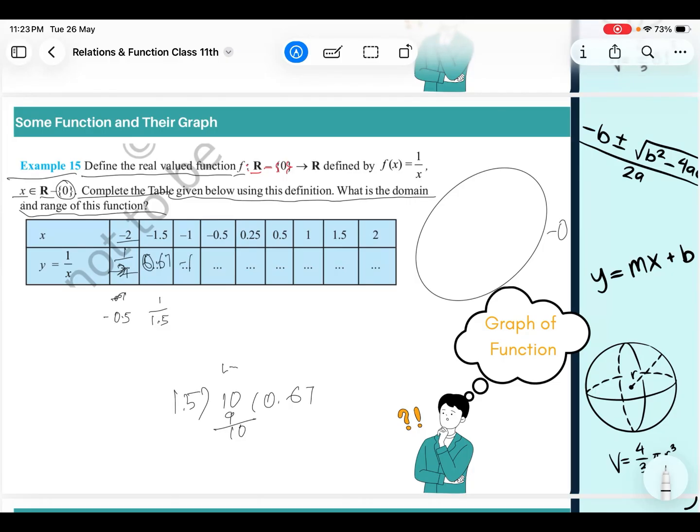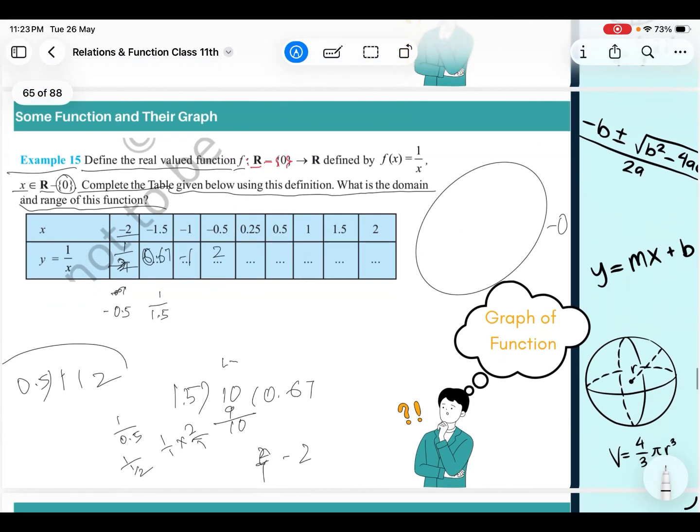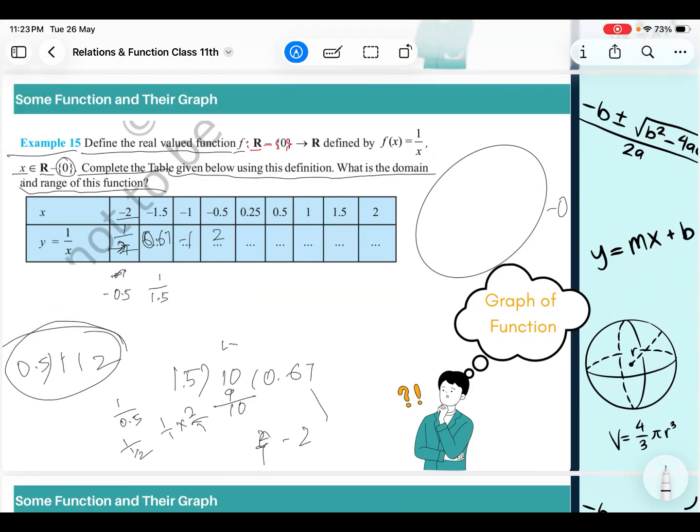1 by minus 1. 1 by 0.5 means 1 by 0.5, that is 1 by 1 into 2 by 1. It means 2 by 1, it means 2. Okay, so I have just given you two methods to do this. This is the second method. Nothing else, don't be confused.